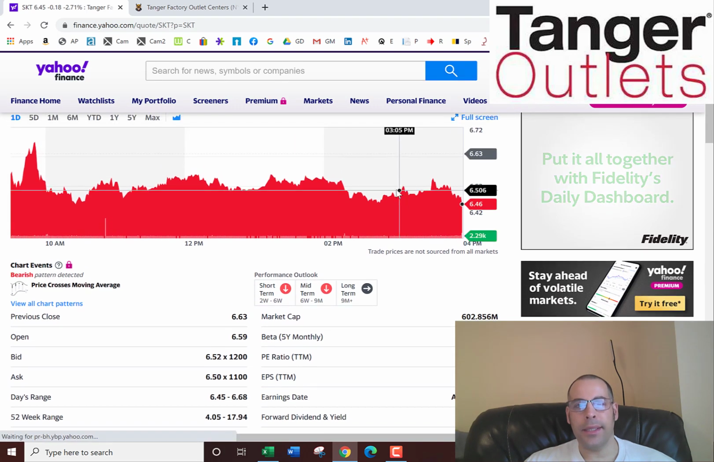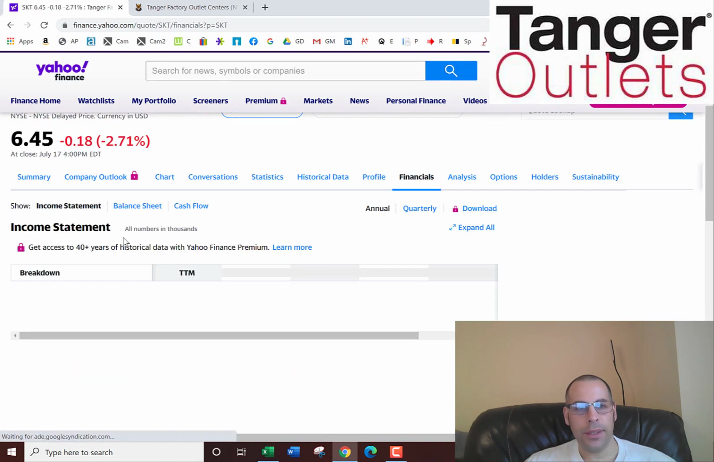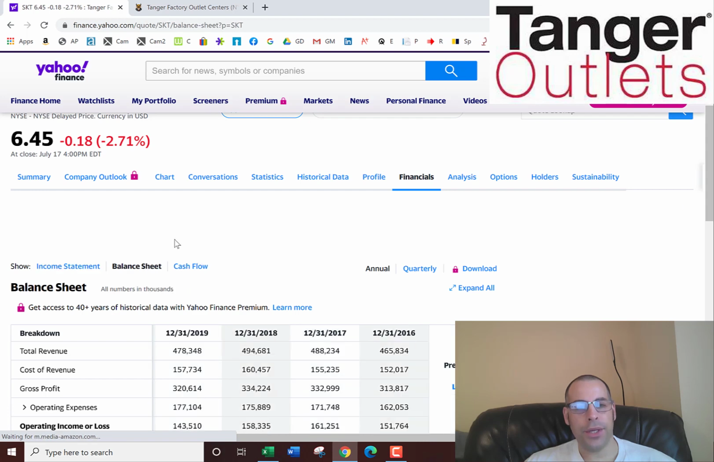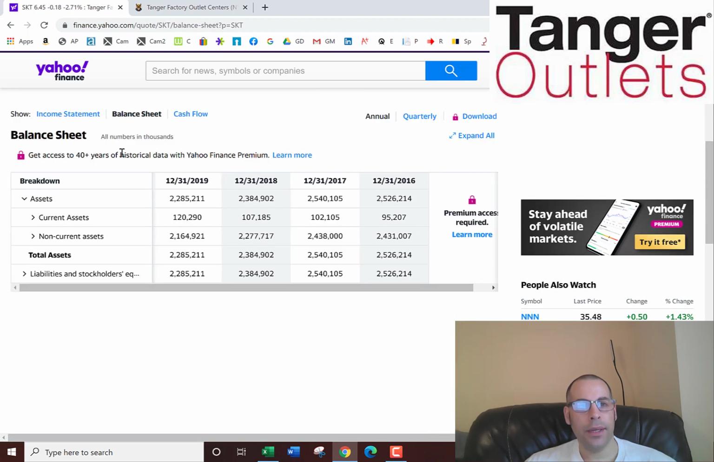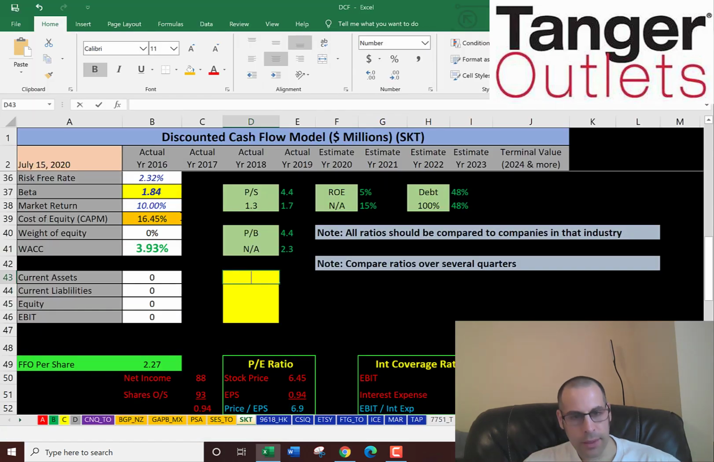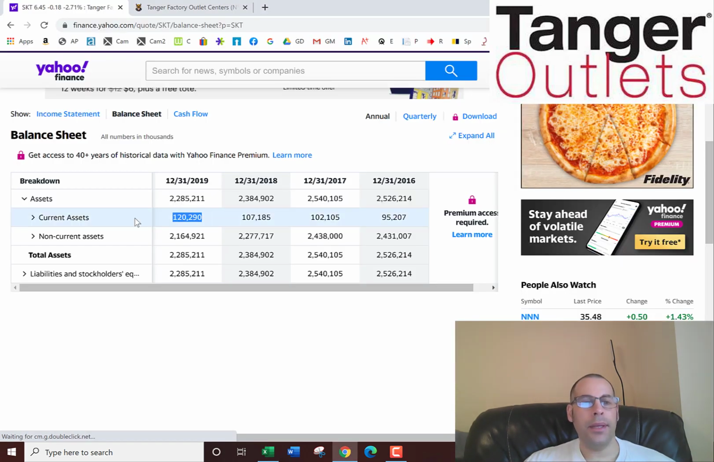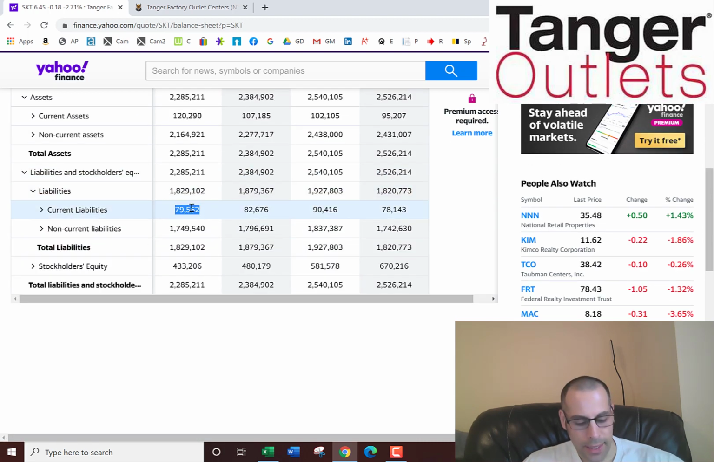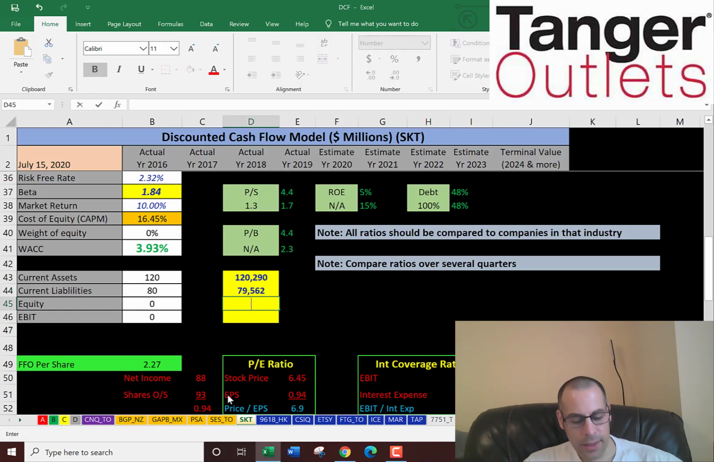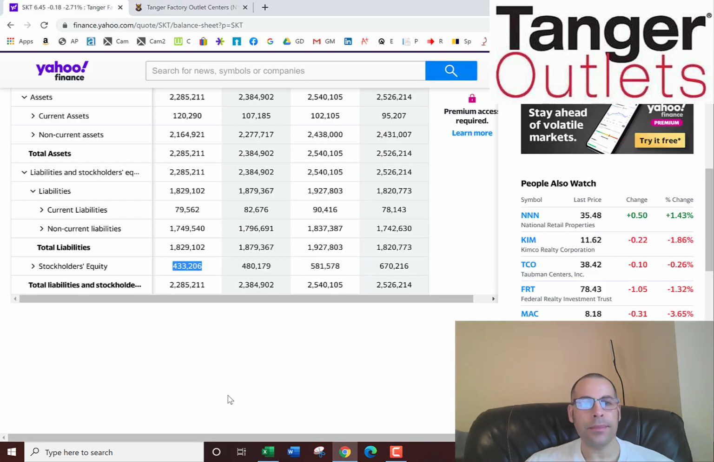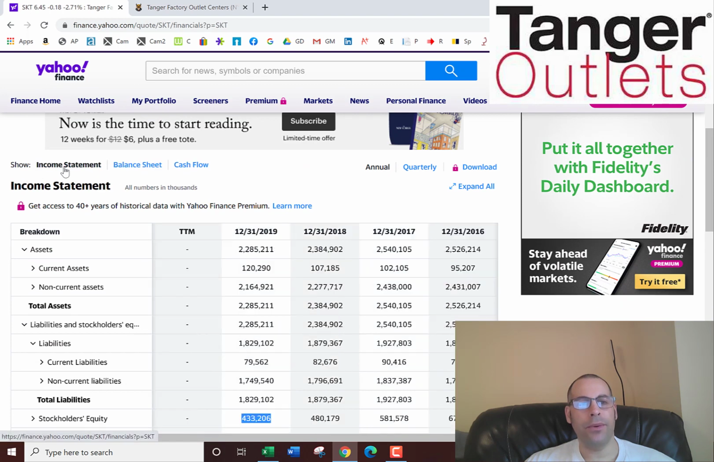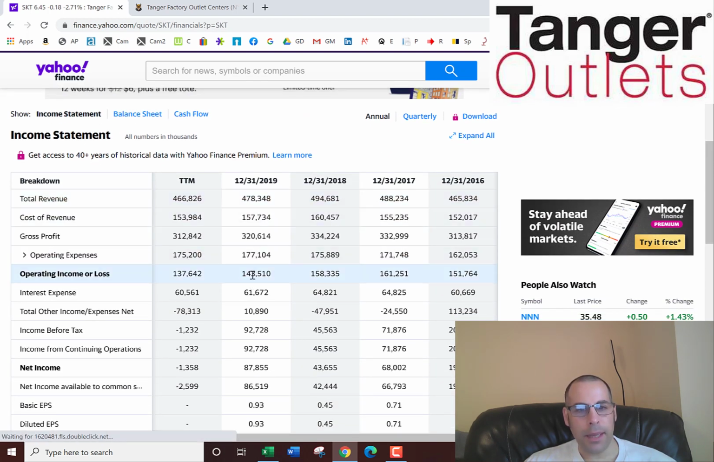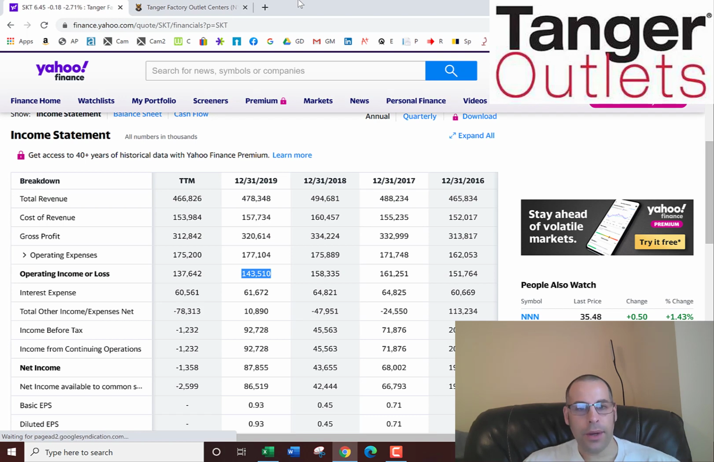Let's get their current assets. We need this to calculate the current ratio. And current assets are mainly cash, accounts receivables, and inventory. $120 million. That's on the balance sheet. Current liabilities is also needed for the current ratio. This is what the company owes within the next 12 months. That's $80 million. And the equity is the value of the company according to the balance sheet. That's $433 million. That's assets minus liabilities. Let's pull their EBIT, earnings before interest and taxes. On the income statement, they call that operating income, $143 million.